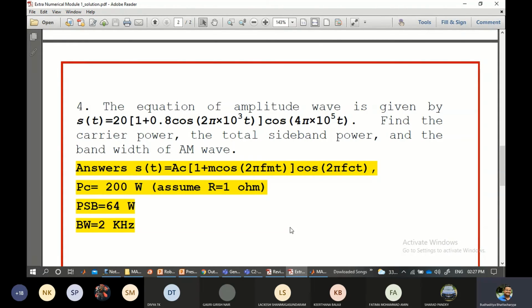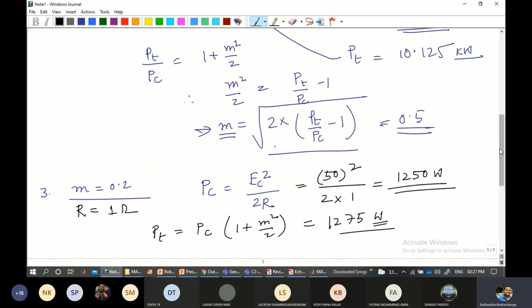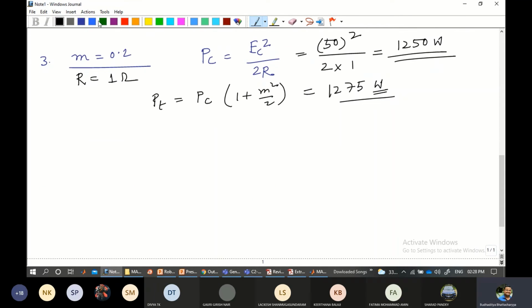Can all of you please note down, or at least observe over here, because this equation that is given has a specific format. 20 plus 0.8 cos of 2 pi something multiplied by cos of this. This is very much similar to what I have written over here. I'll write it here because I can't edit the PDF. This is the fourth question.